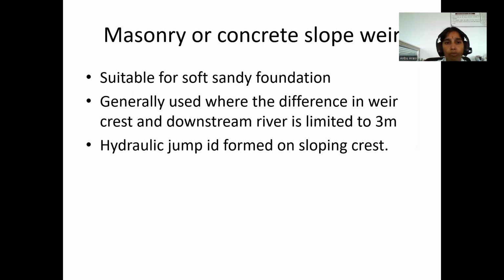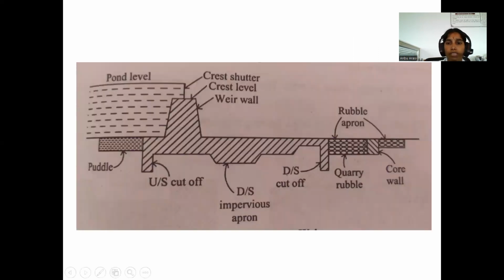Masonry or concrete sloping weir is suitable for soft sandy foundations, generally used where the difference between the weir crest and the downstream river level is limited to 3 meters. Hydraulic jump is formed on the sloping glacis. This is the rubble apron we use for controlling the abrasion.